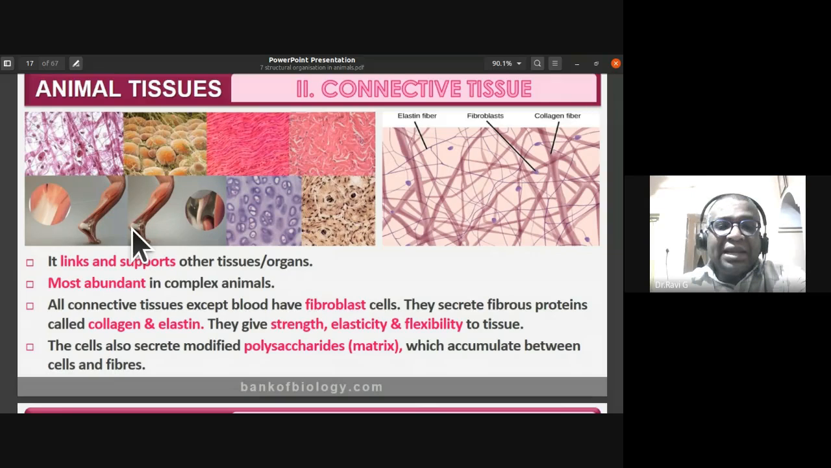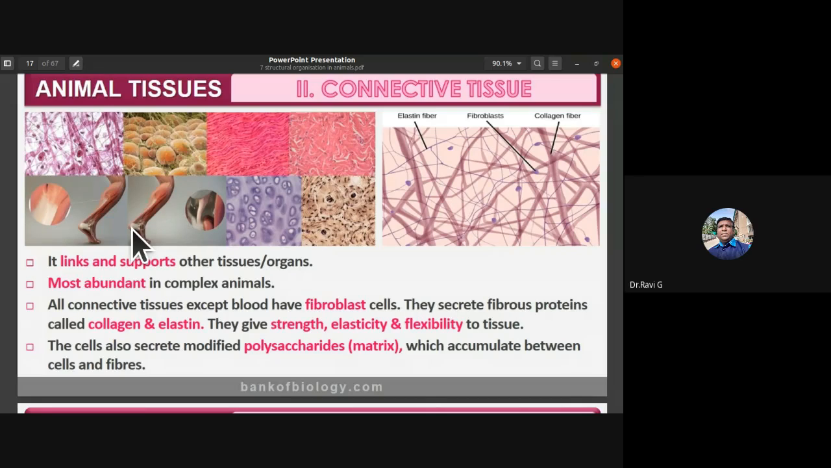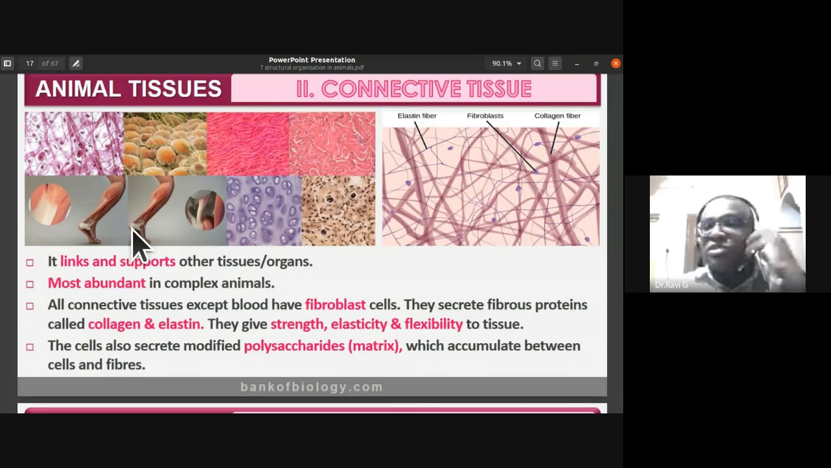All the connective tissues except blood have fibroblast cells. Fibroblast cells are present in all the connective tissues except for blood. You have to remember this point for NEET or even for your CET. The fibroblast cells secrete fibrous proteins called collagen and elastin. They might ask you about collagen and elastin even for 1 mark questions in your PU or CBSE examination.